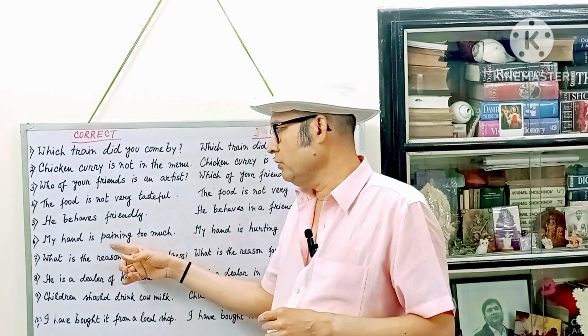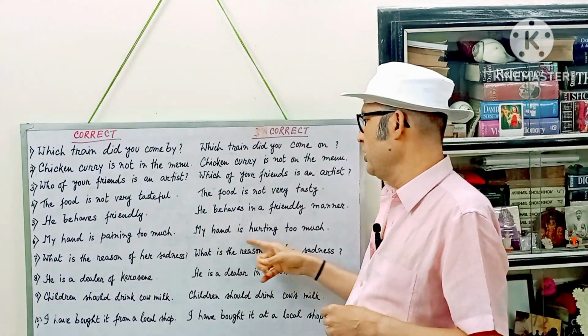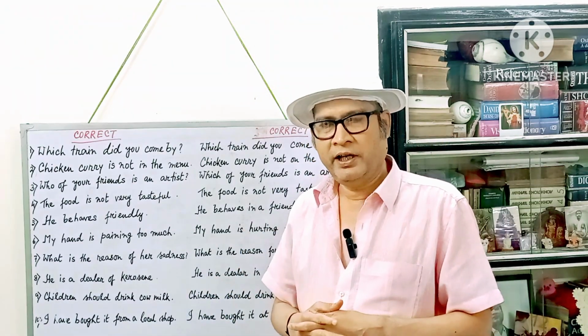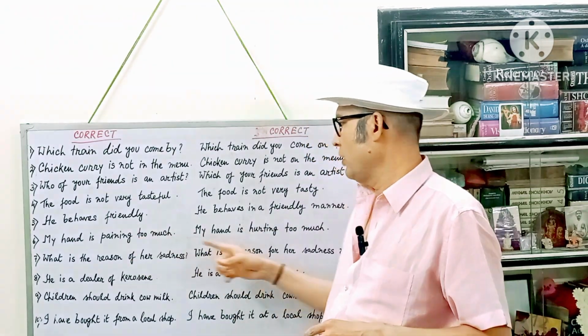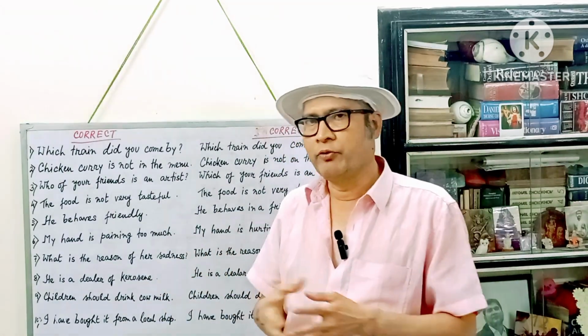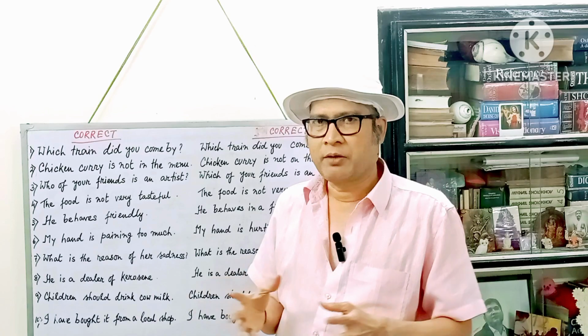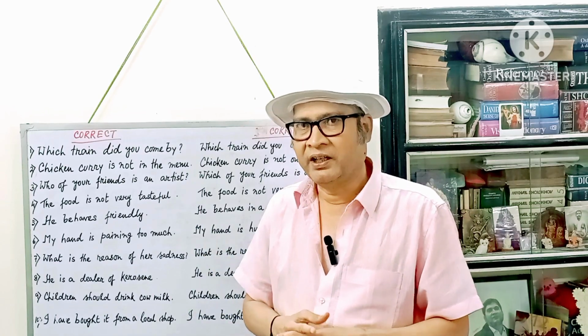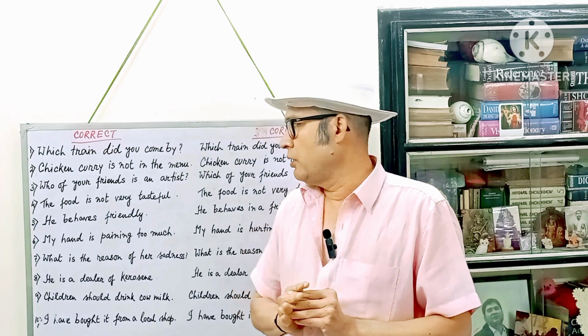What should be the correct one? My hand is hurting too much. Okay? So instead of paining, you have to use the word hurting. So any part of your body, when any limb of your body gives you some sort of pain, that part is hurting, not paining. All right.